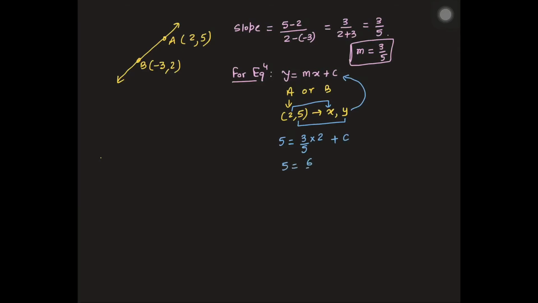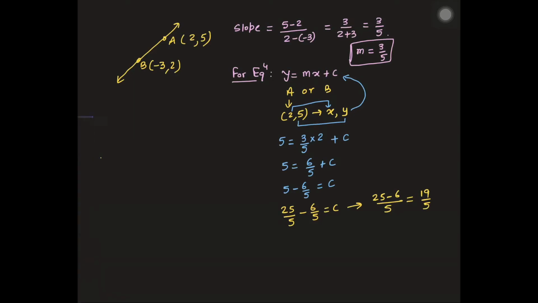So 5 equals 6/5 plus c. So 5 minus 6/5 equals c. Make sure you convert into proper fractions when you subtract these things. So I'm making 5 as 25/5. I want to keep the denominator the same, or you can do it in your own way. So 25 minus 6 is 19/5.